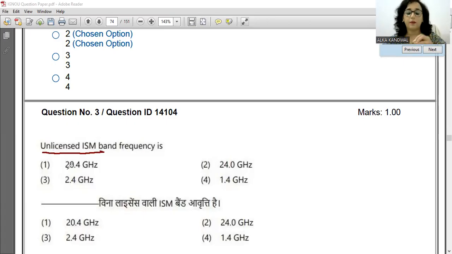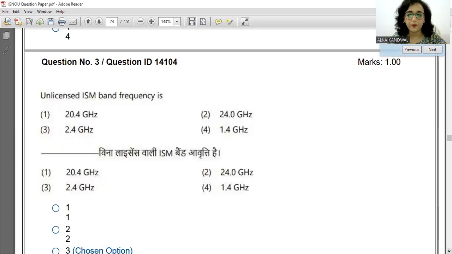Don't worry, we will take it up in detail. So the unlicensed ISM band frequency is 2.4 gigahertz. So the answer to this question is 2.4 gigahertz. And mega, giga, all these we have done in the previous sessions, so kindly go through it. Okay, so moving ahead, the answer is option 3 here.